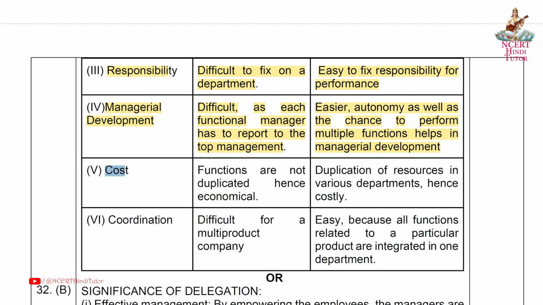Fifth, on the basis of cost, functional structure, functions are not duplicated, hence economical. Divisional structure, duplication of resources in various departments, hence costly. Sixth, on the basis of coordination, functional structure, difficult for a multi-product company, divisional structure, easy because all functions related to a particular product are integrated in one department.